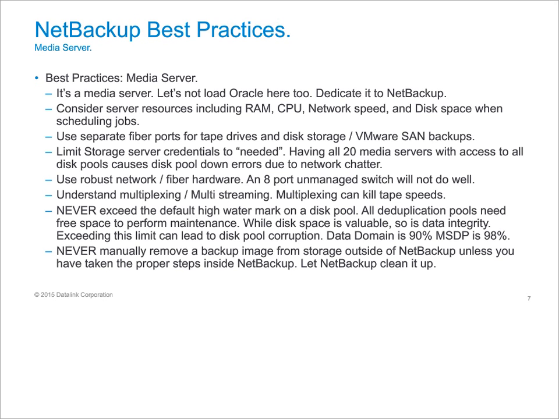Another best practice, use separate fiber ports for your tape drives and disk storage, specifically in the case of VMware SAN-based backups. Ideally, you don't want to be backing up VMware virtual machines across the SAN where your tape drives are, because you're going to be pulling that data in across the HBA and then back out across that same HBA, and what you're going to end up creating is a bottleneck. So ideally, you want to separate those onto 2 separate HBAs or 2 separate ports so that you're not trashing the link. So you want to keep an eye on that.